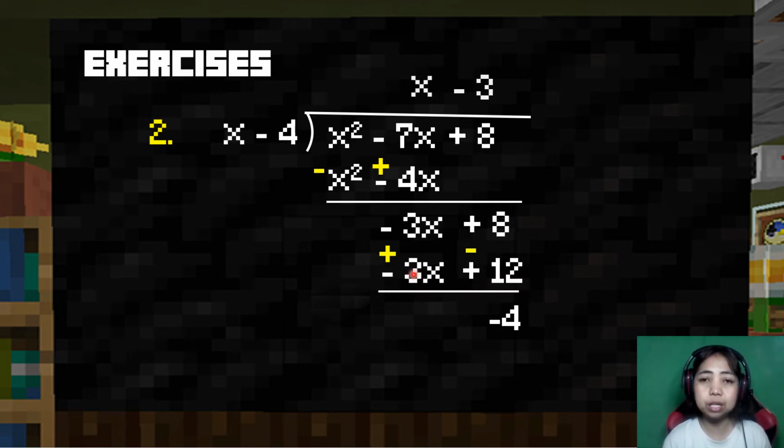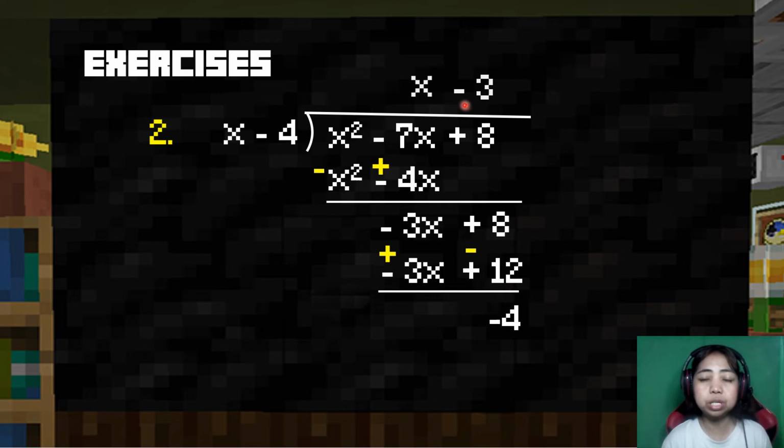So, subtract na lang natin, but don't forget to change the sign. So, negative will become positive, and positive will become negative. Negative 3x plus 3x, cancel na yon, 0 na. But in here, positive 8 and negative 12, subtract natin sila, that's negative 4. Negative kasi mas malaki yung 12, negative yung 12. Okay? So, eto na yung ating remainder.